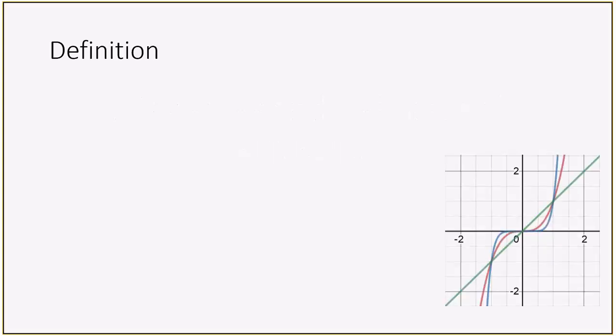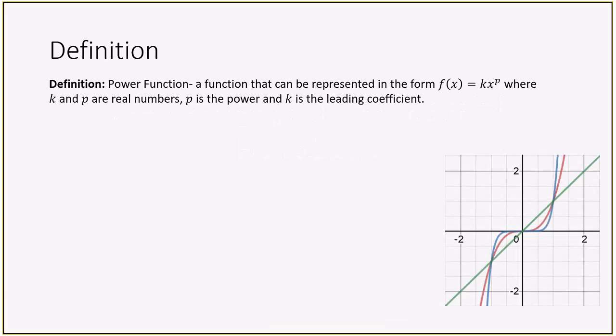get into that section. So a rough definition: a power function is anything that can be written as kx to the p, where k and p are real numbers. p we call the power, k we call the leading coefficient, and we call x the base. But k is very important. We talk about leading coefficients a lot in this section and throughout the next couple of ones.